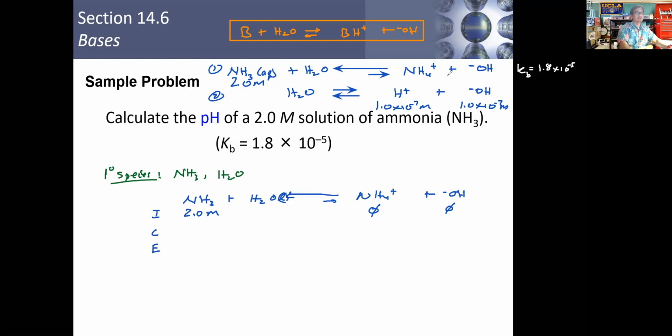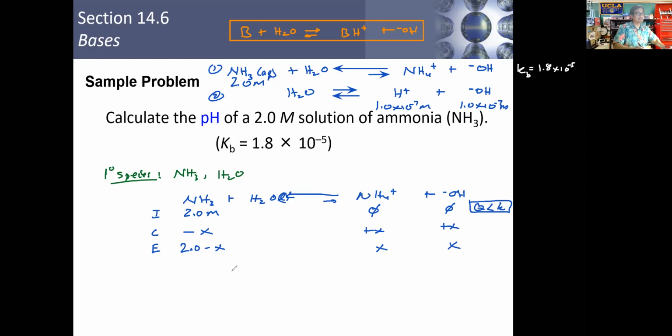Q is going to be less than K. Why do we need to remind ourselves of this? Because then we're going to lose some from the left-hand side and add the change to the right-hand side. So at equilibrium, we're going to have this much ammonia left, this much ammonium, and this much hydroxide. Look familiar, you folks? It should. Let's finish solving this problem.